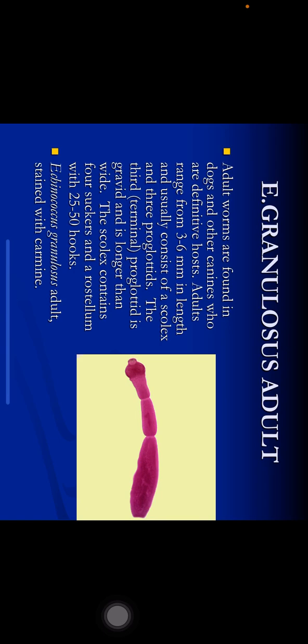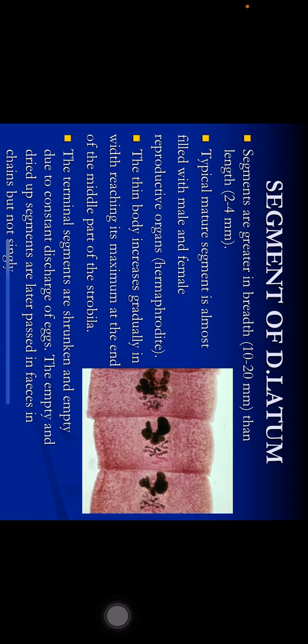In this figure, Echinococcus granulosus adult worm can be seen stained with carmine stain. Segment of Dipylidium. Segments of Dipylidium are greater in breadth, that is, they are 10 to 20 millimeters wide, compared to length, that is 2 to 4 millimeters long.